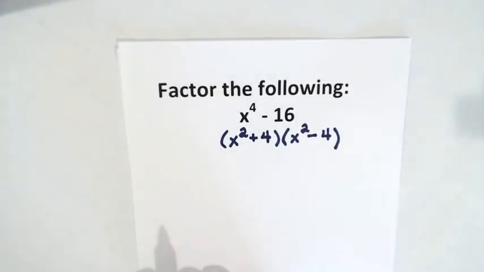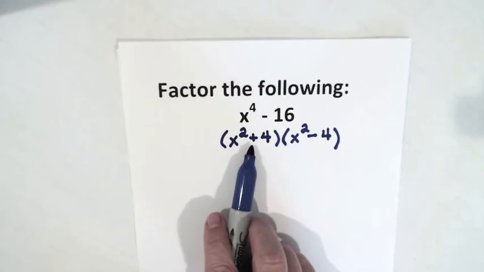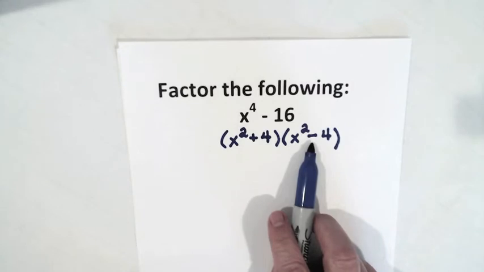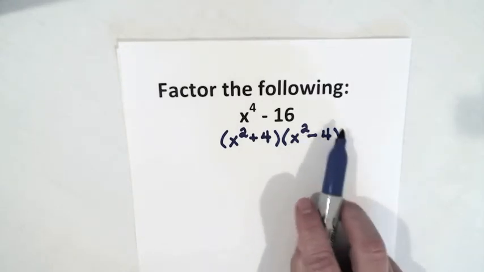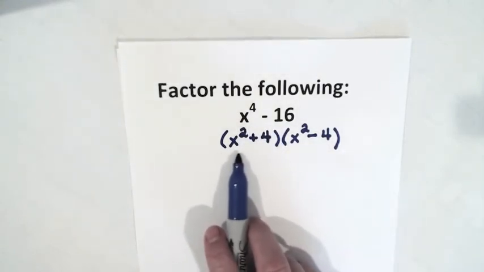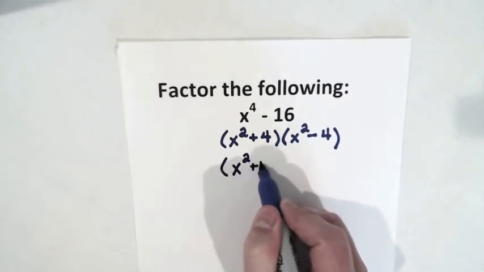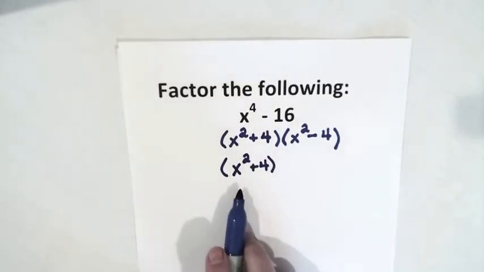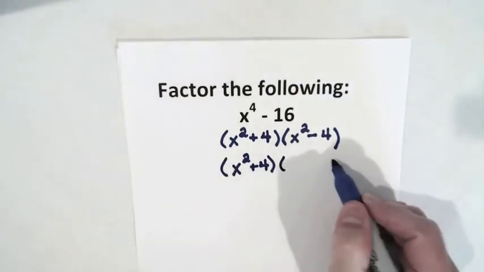I now need to check and see if either one of these binomials can be factored again. So let's look at this one. One of the things for it to be factored, it has to have a minus sign. So this one can't be factored, but this one has a minus sign. I can take the square root of 4, and there's an even exponent. So this part right here can be factored again, just like we factored this one. What you do is you bring this binomial down, x squared plus 4 in those parentheses, because this one can't be factored. And I'm going to split this one into two sets of parentheses.